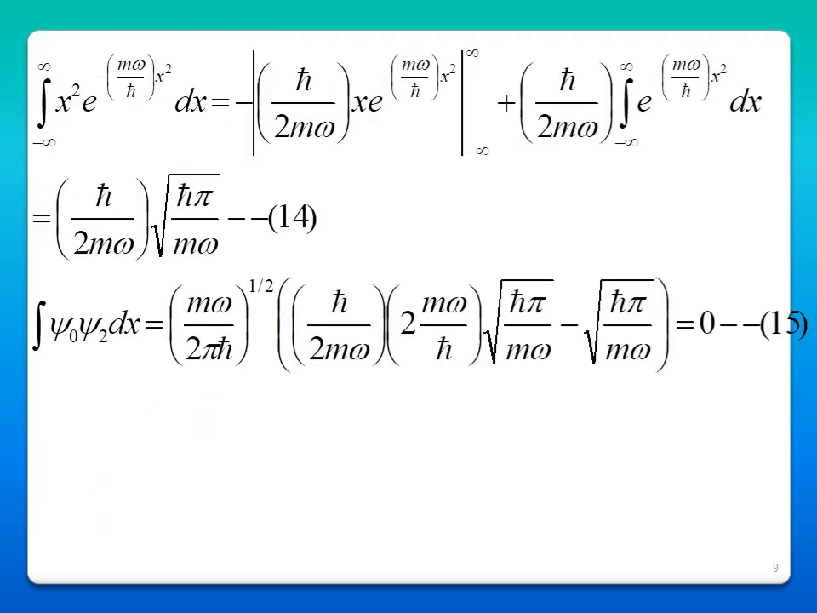If you substitute the value for y and after integration, after applying the limits, the first term will be 0, and the second one is h cross by 2 m omega times the integral from minus infinity to plus infinity of e power minus m omega by h cross x square dx. This integral has the value square root of h cross pi by m omega. So if you substitute all the values, the integral of psi naught psi 2 dx is equal to 0. So they are all orthogonal in nature. Thank you.